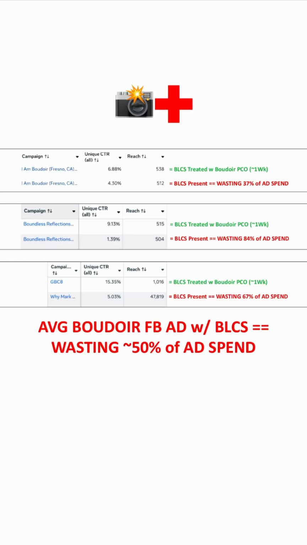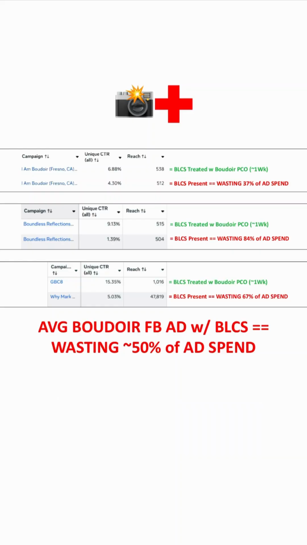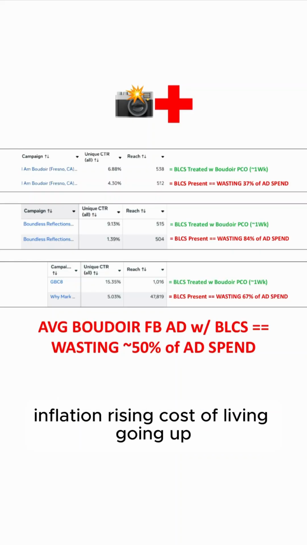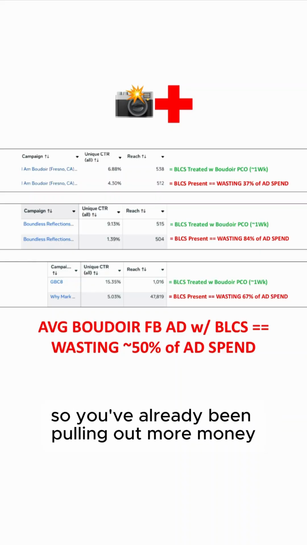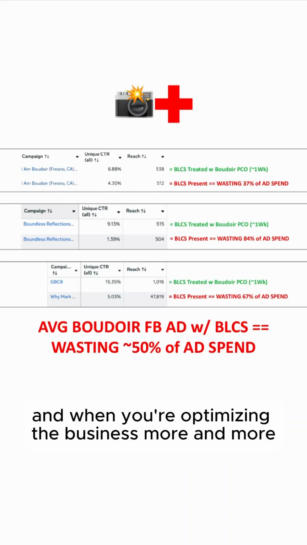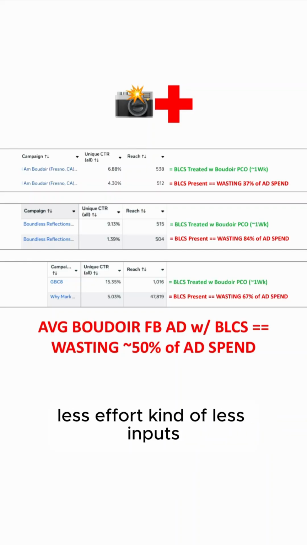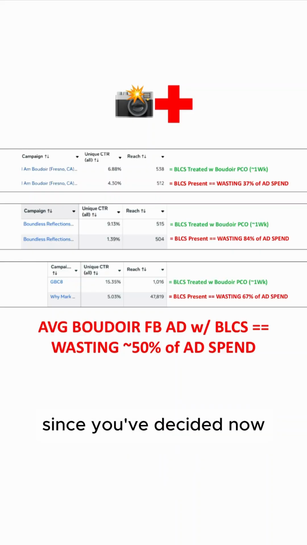And so you're seeing the marketplace get more and more saturated, and you're also seeing inflation rising, cost of living going up. So you've already been pulling out more money, optimizing the business more and more. And when you're optimizing the business more and more, you pull more money out for the same effort, or even better, less effort, kind of less inputs. And so you decided now you need to do this for the Facebook ad part of your business.